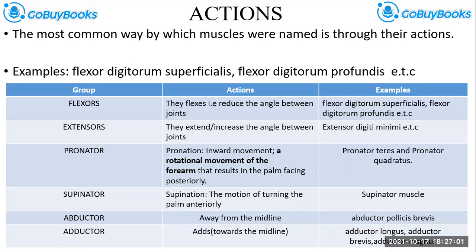With my little explanation so far, you can break this down. Pollicis is your thumb. Brevis means based on size: small, brief. Then the function is abductor. So abductor pollicis brevis helps you to abduct your thumb.